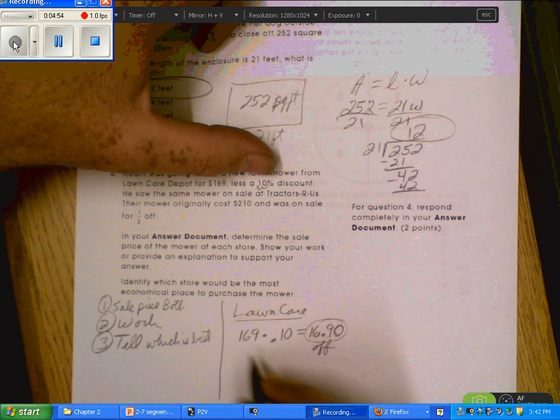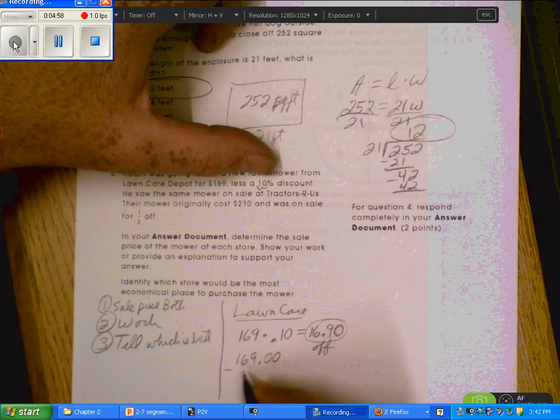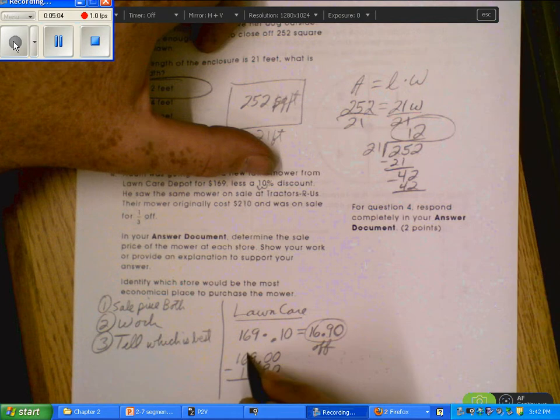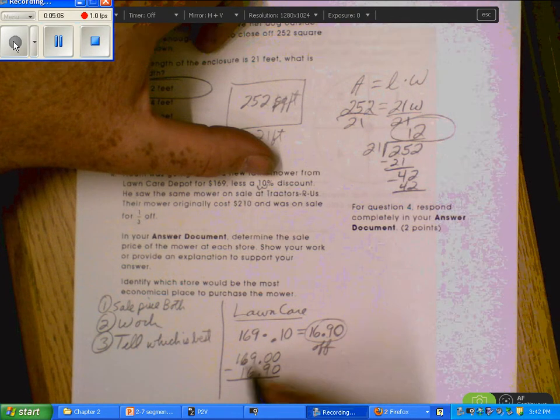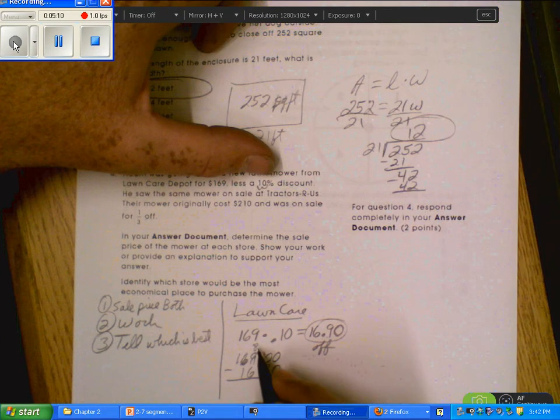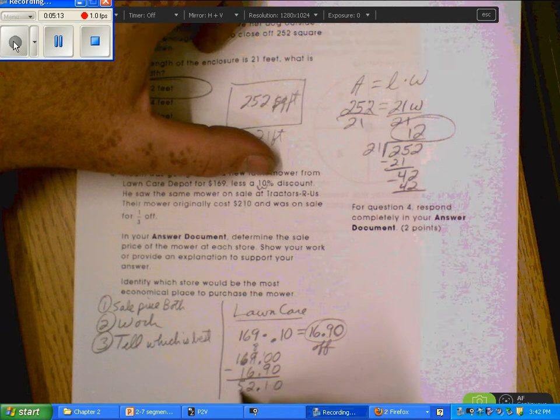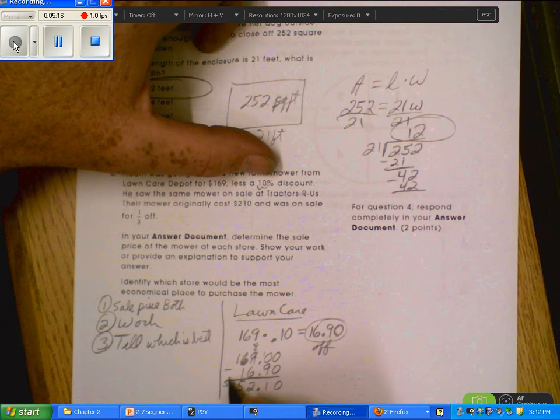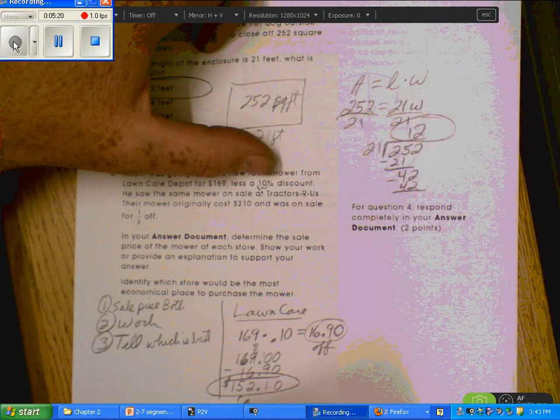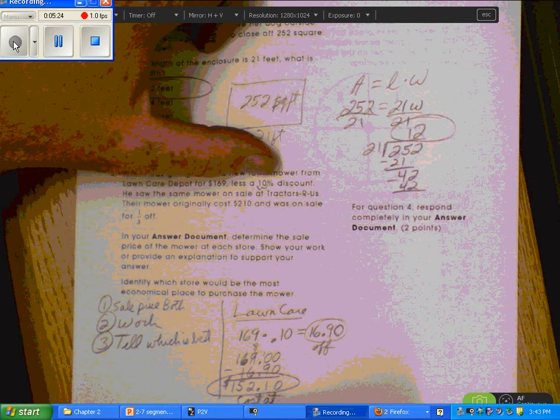So you have to take the original price, $169, minus $16.90. We have to borrow here. Oops, not there. We have to borrow here. That's 0, that's 1, that's 2. 6 minus 1 is 5, 1. So that's the final cost at the Lawn Care Depot.